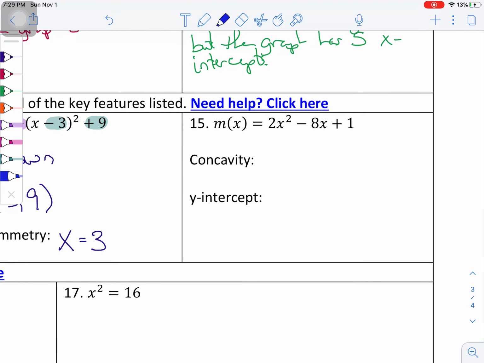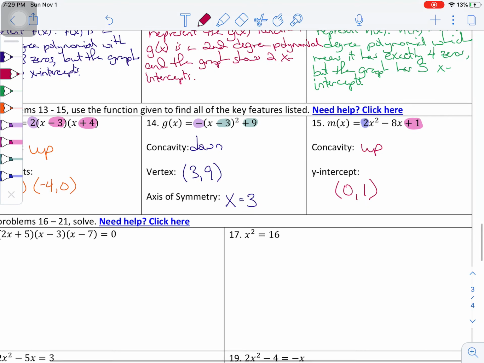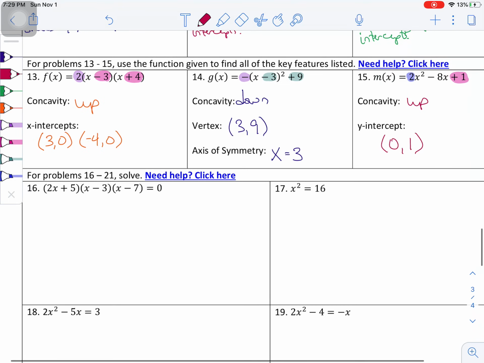Number 15, this is in standard form. So your leading number here is positive, which means we are concave up. And your y-intercept is going to be your c value here. So in this case, your y-intercept would be (0, 1). All right, so those are all done for 13, 14, and 15 for those key features.